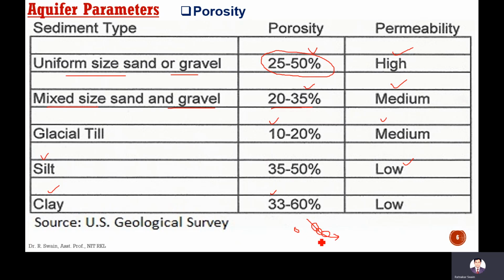So if the voids are like this, not well connected, then permeability will be less. So in silt and clay, although it is more porous, meaning porosity is very high, permeability will be very low. In sand and gravel, porosity will be less, but the pores are well connected. Therefore, the permeability will be very high. We'll discuss in detail the permeability of different types of soil in the next class.